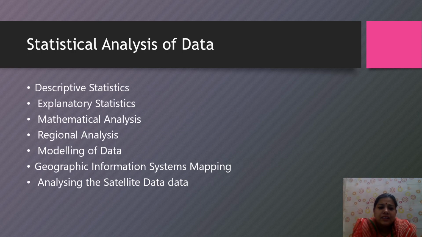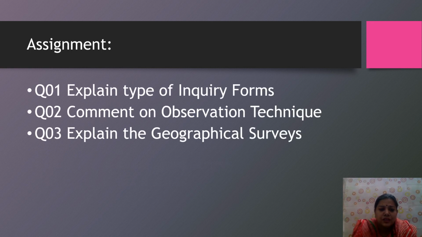So next is the statistical analysis of data. The statistical analysis of all data is done: descriptive statistics, explanatory statistics, analytics, mathematical analysis, regional analysis, and modeling of data. GIS mapping is done. It is again a big tool for statistical analysis of data and analysis of satellite data. The satellite data is processed through GIS and maps are made, various modeling is done, and remote sensing satellites are the major source of collecting all the data. Satellite data is the major source.